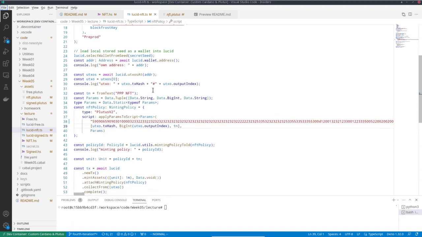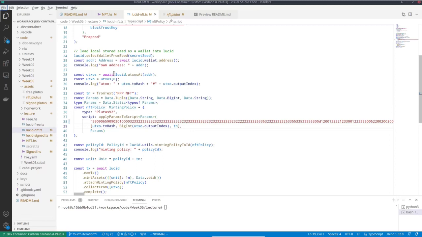Now I need the 2 parameters. So token name, I just fix for simplicity. I just use the token name PPP NFT. But I also need this TX outref, the input we are going to consume in the minting transaction. And of course, I could explicitly give that, but then I would need to look on a blockchain explorer or use the Cardano CLI to find a UTXO sitting in my wallet that I actually can spend as an input. So it's easier to have Lucid take care of that automatically.